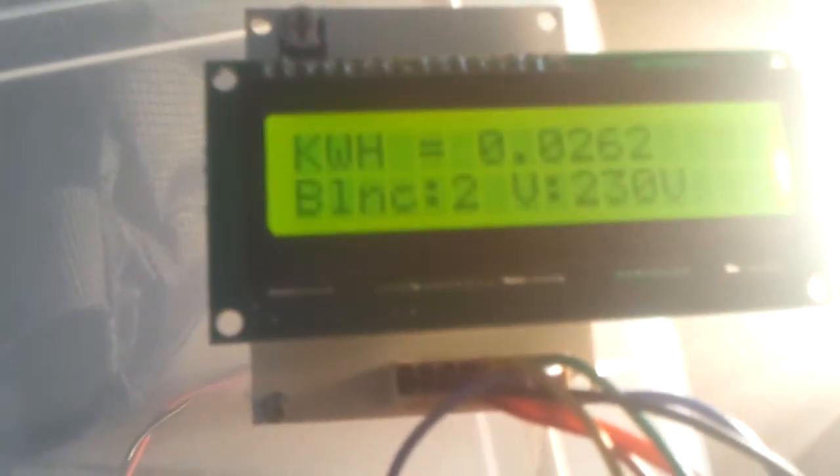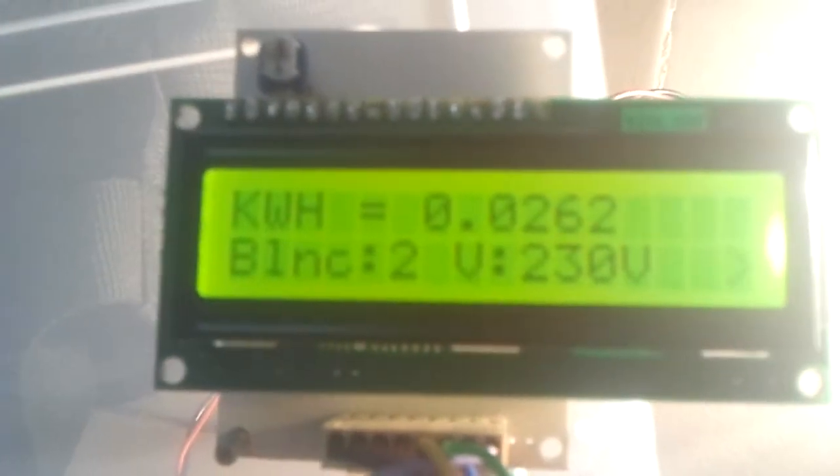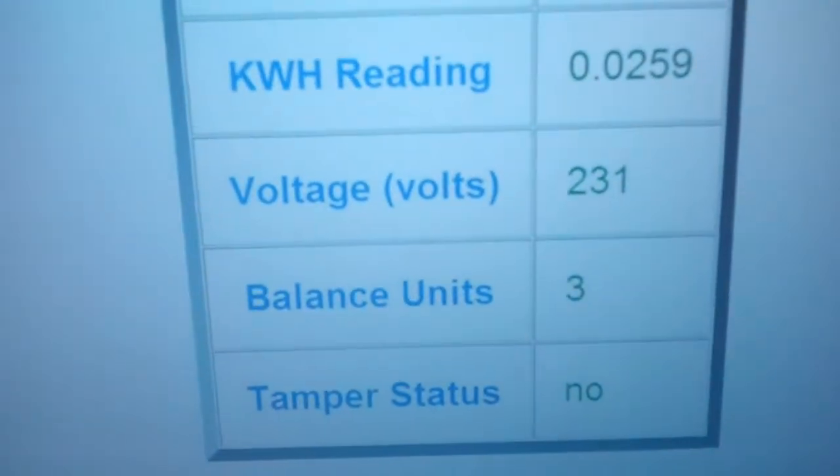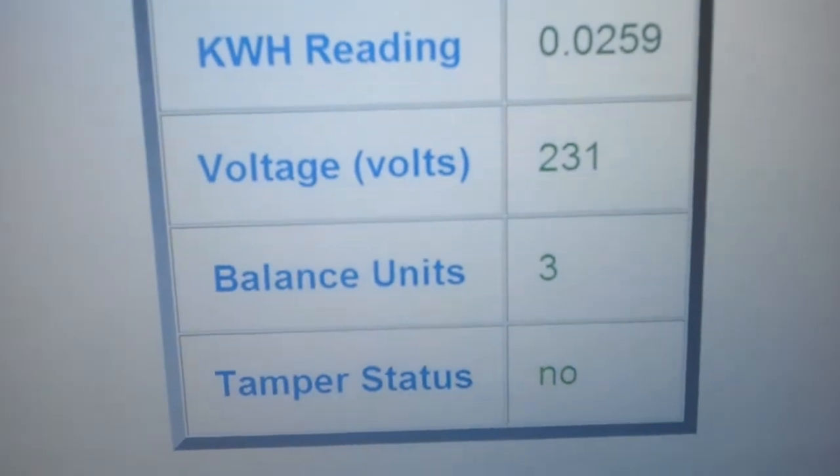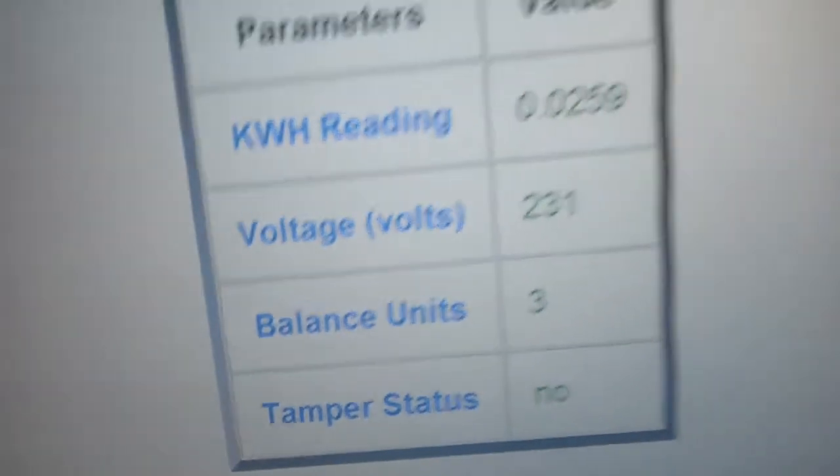And if the balance is below 5 units, it displays a low balance alert. And you can see the same readings over here updated. Balance is 3 units, the kilowatt hour reading, the voltage, and the tamper status is no. And whenever the balance becomes zero, it automatically turns off the load.